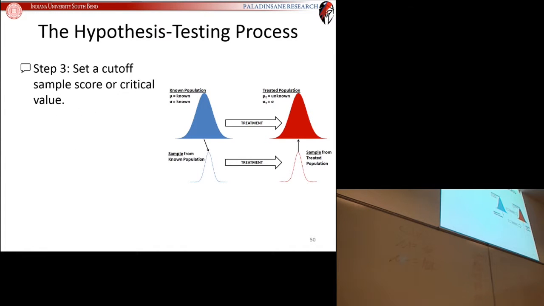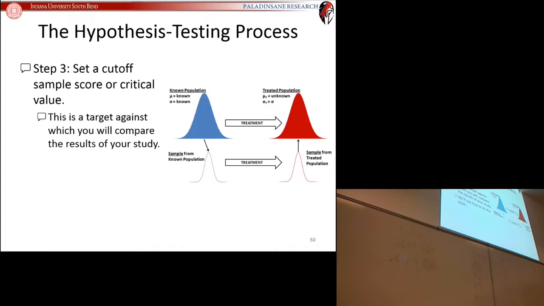Next thing we want to do is set a cutoff sample score, or critical value. This is the target, right? This is the line in the sand that we draw, where we say to our sample mean, if you cross that line, if you go over into this tail, we're going to accept that research hypothesis. But if you stay on this side, we'll accept the null hypothesis. It's our line in the sand. We'll see how to do this very soon, but for right now it has to be given to you.